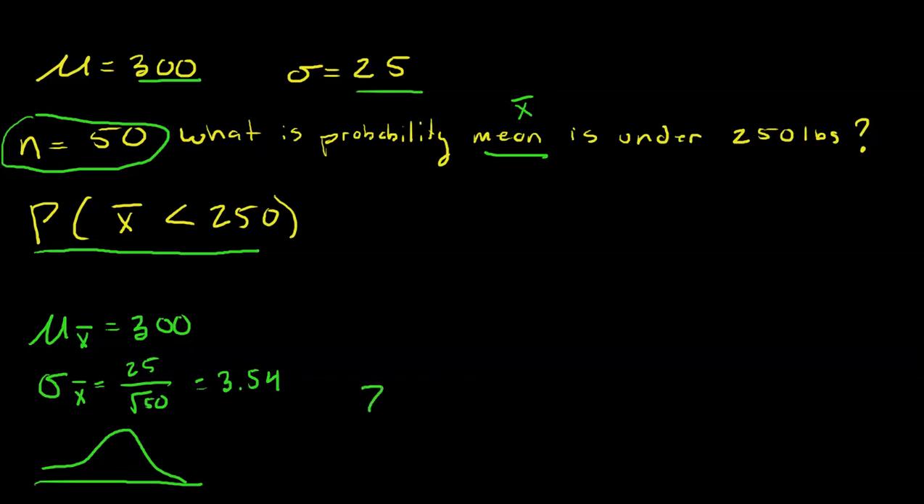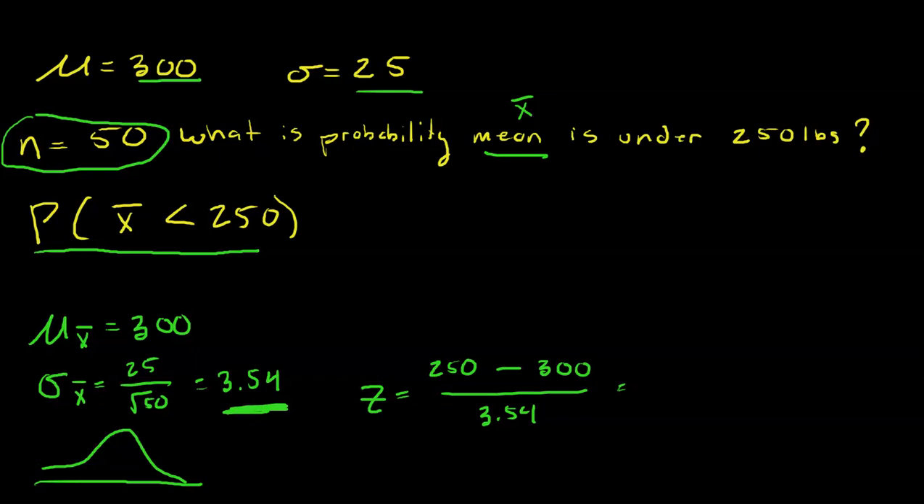Well, now all I need is a z-score. So I'm going to take the question, which says we're looking for 250. Actually, we're looking for less than 250. And we're going to subtract the mean of 300. We're going to divide by the standard deviation for a sample of 50, which is 3.54.